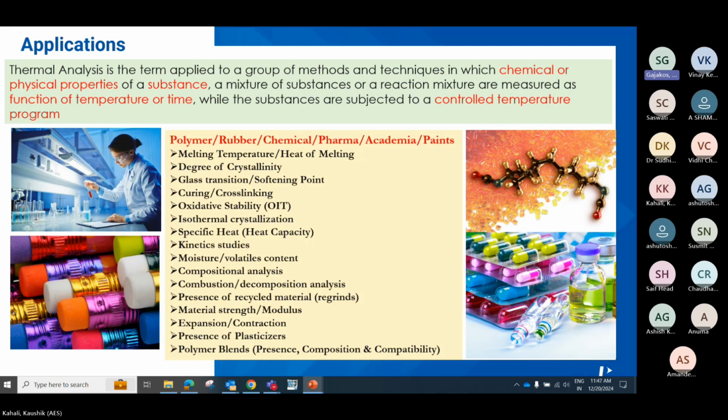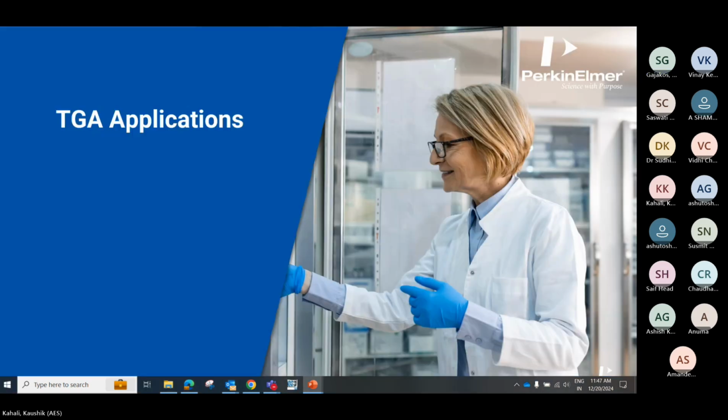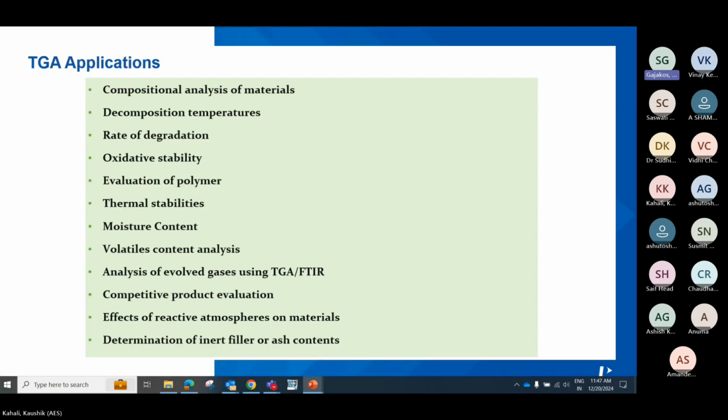Next slide, please, Kaushik. So here we will first talk about the TGA applications. Kaushik explained what our instrument is, how it works inside, what the requirements are for the particular sample analysis, and what gases are there. So we will talk about some of the applications now.